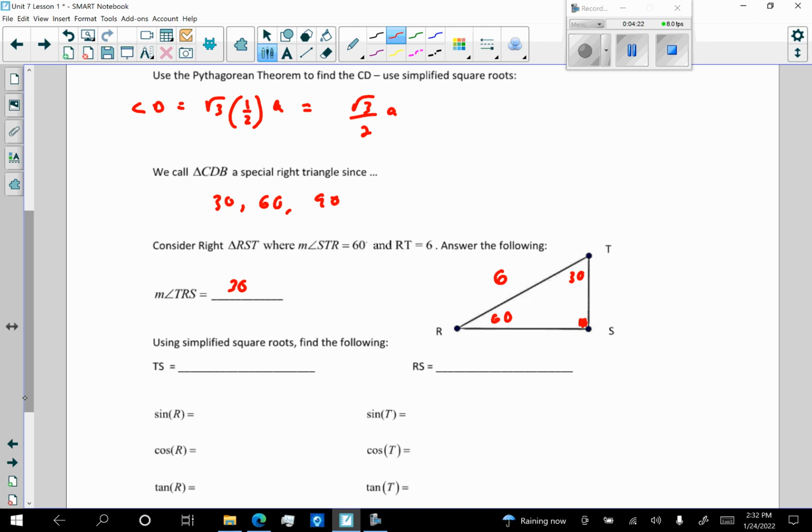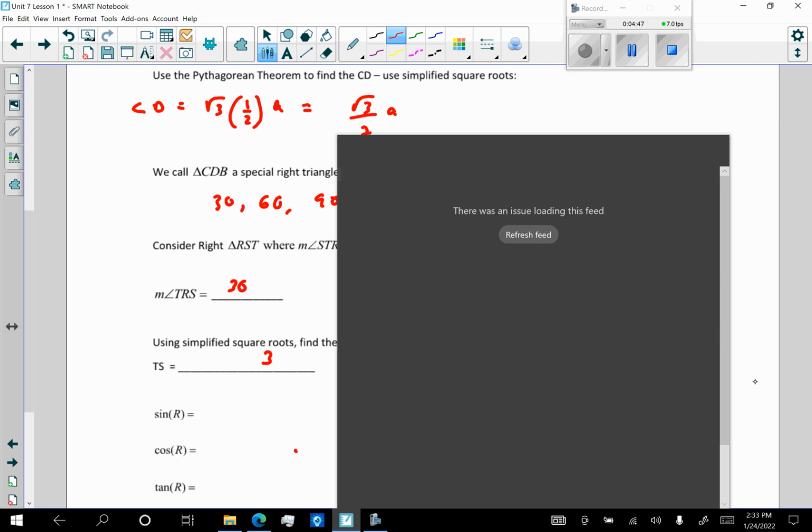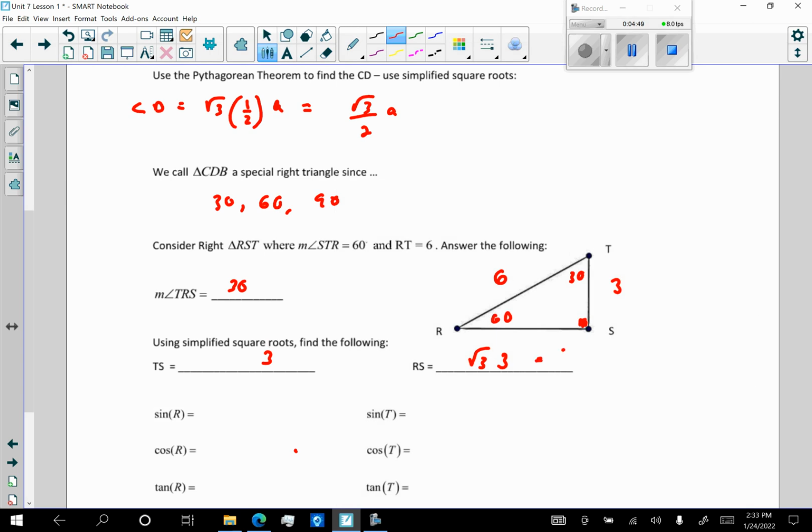By the properties of 30, 60, 90 right triangles, the small leg, which is 1/2 the hypotenuse, is 3. So TS is 3. And RS, which is the long leg, we know is square root of 3 times 3. It's better to write that as 3 square root of 3, because the other notation is confusing.